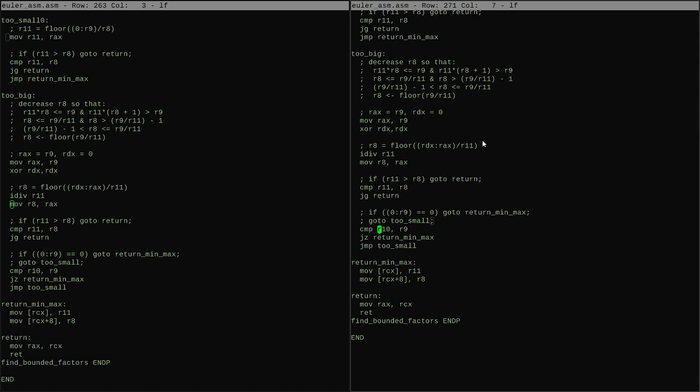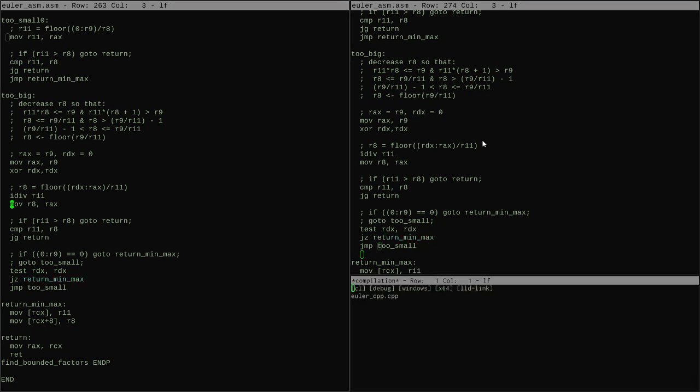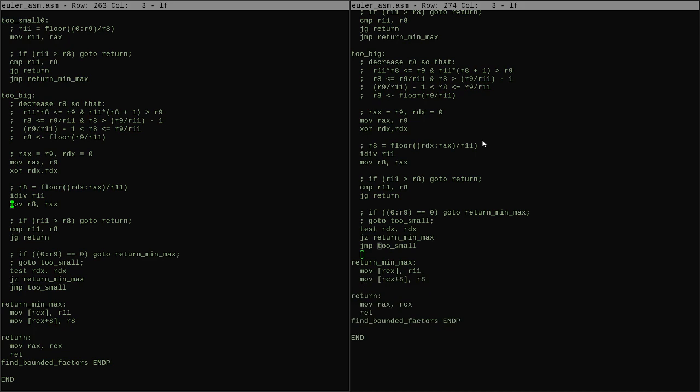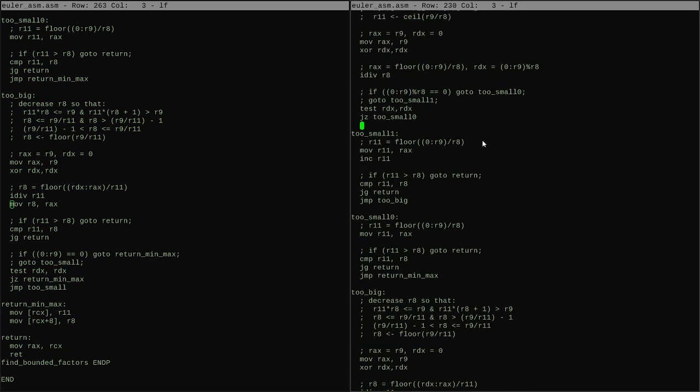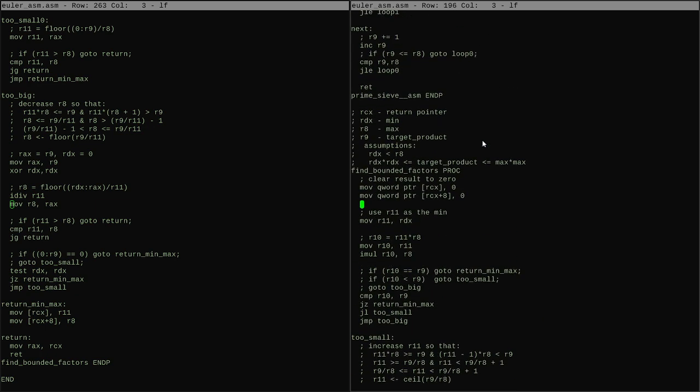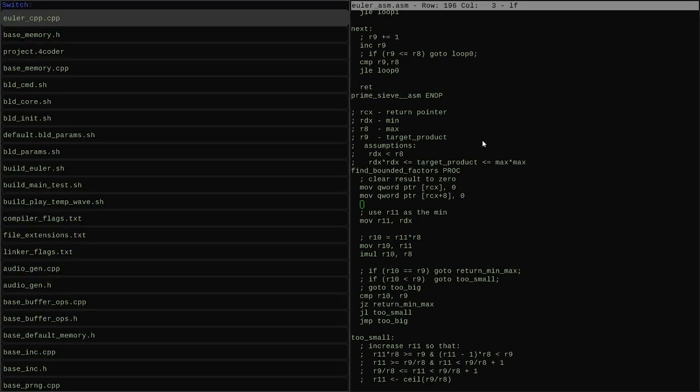So we can test RDX. If that's 0, we return min-max. Otherwise, we go to too small. There we go. Okay, so I think that is a pretty good implementation version for all of this.